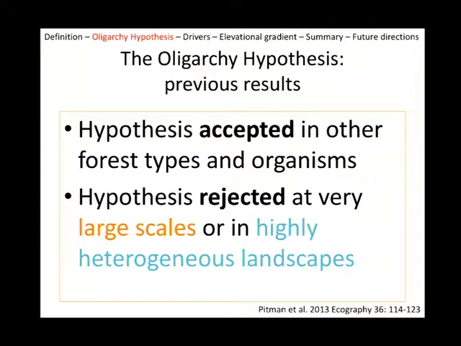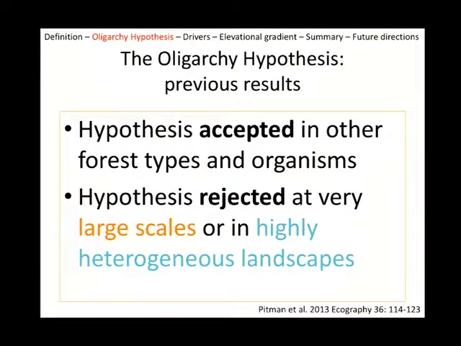Importantly, a few studies conducted at very large spatial scales or in highly heterogeneous landscapes rejected the oligarchy hypothesis. They couldn't find a limited set of common species, or these common species were not the same species in different places, or these common species were not so common compared with the average species. All these studies, or most of these studies, approach this idea from the yes or no perspective, from accept or reject the hypothesis.